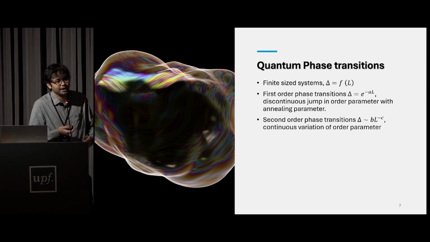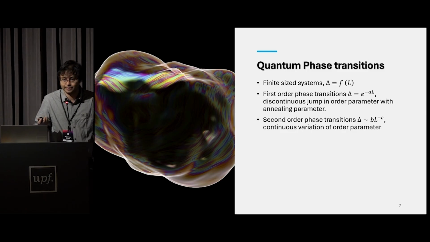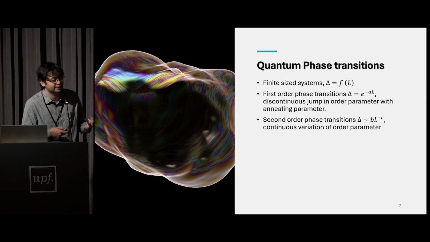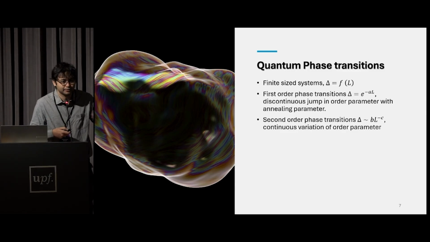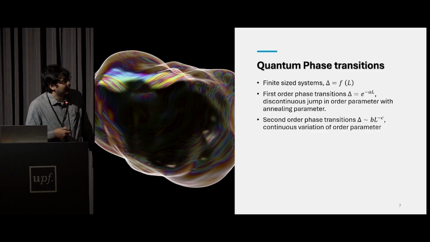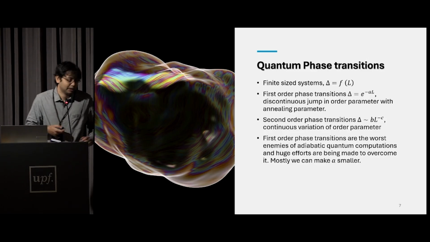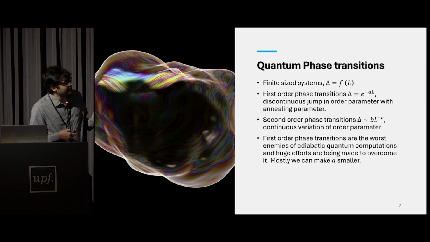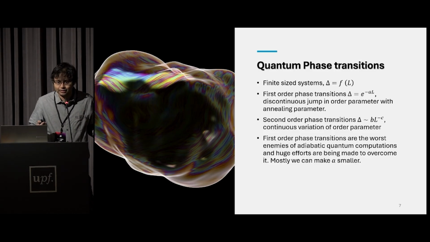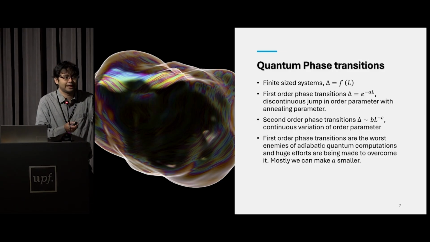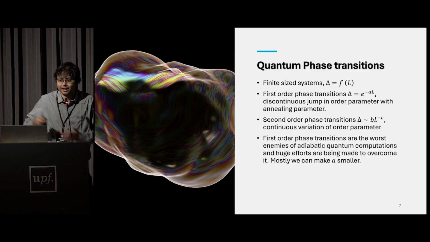And when you prepare any state, let's say in Rydberg atom systems, for example, they usually utilize the fact that the phase transition they need to go through is second order, which is why they can prepare the states. And it's also characterized by continuous variation of the order parameter. Now, these first order phase transitions are the worst enemies of adiabatic quantum computation because clearly you're going to require an exponentially long time to prepare the state. So if you're trying to solve something which is NP hard classically, and you're getting back something which takes exponentially long to prepare, you're getting no advantage at all.